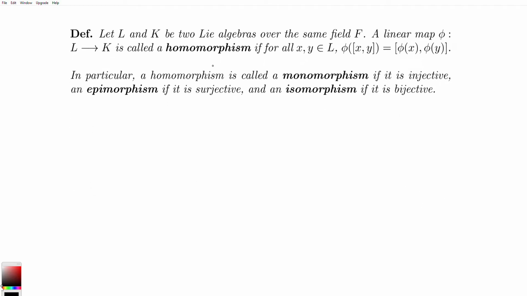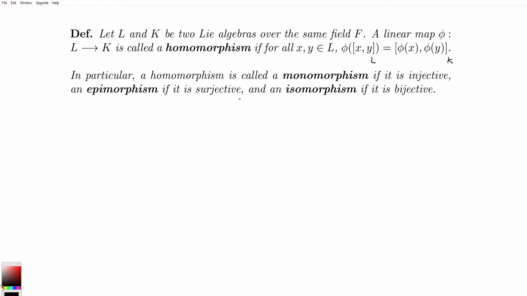So, definition: let L and K be two Lie algebras over the same field F. A linear map phi from L into K is called a homomorphism if for all x and y in L, phi of the bracket of x and y is equal to the bracket of phi of x with phi of y. And so just to be pedantic, this bracket on the inside here is in L, and this bracket here on the right-hand side is in K.